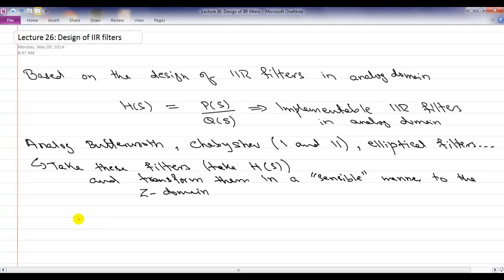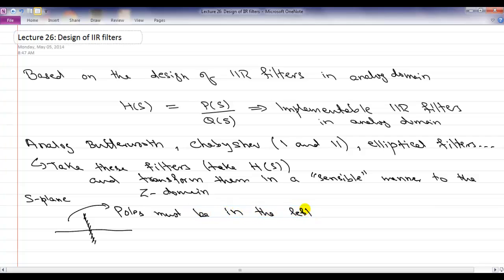So just to remind you that in the analog domain, if this is the S plane, the frequency response, so in the discrete world, the frequency response lives on the unit circle of the Z domain. In the analog domain, the frequency response lies on the imaginary axis of the S plane. Right? Hopefully you guys all remember that. And similarly, just like the case that for stable filters, we want in the discrete domain, the poles to be inside the unit circle. In the analog domain, poles must be in the left half plane to be stable.